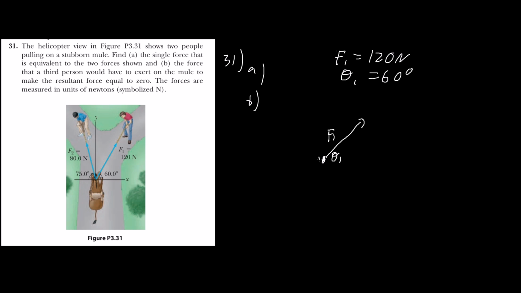F2, and I'm not going to really draw them to scale because I don't know which value is bigger or not, but F2 is going to be at theta 2. The magnitude of F2 is going to be 80 newtons, and theta 2 is going to be 75 degrees. So what we're going to be doing, folks, is adding the forces based on their components. And I'm not even going to pause this video.